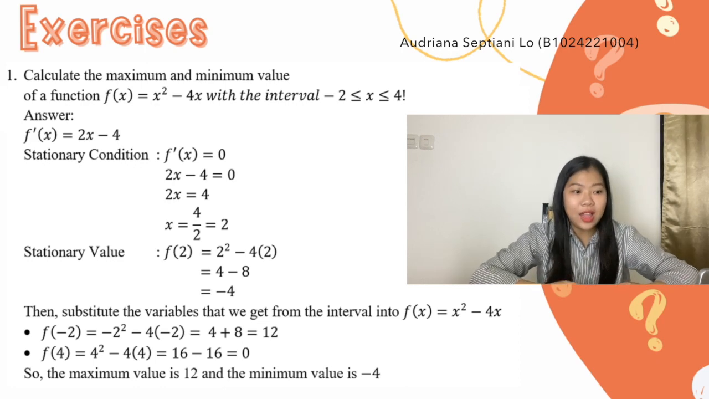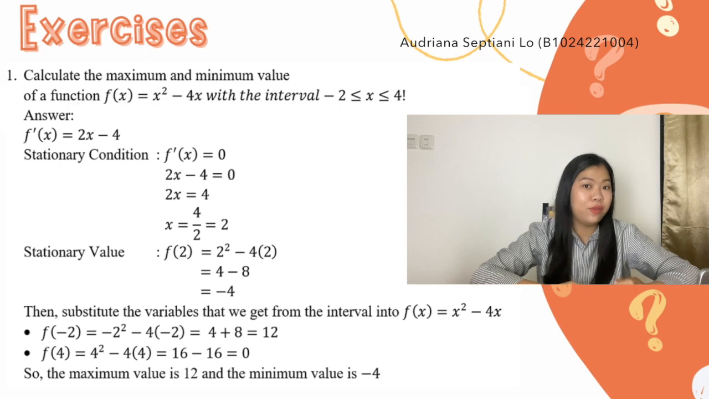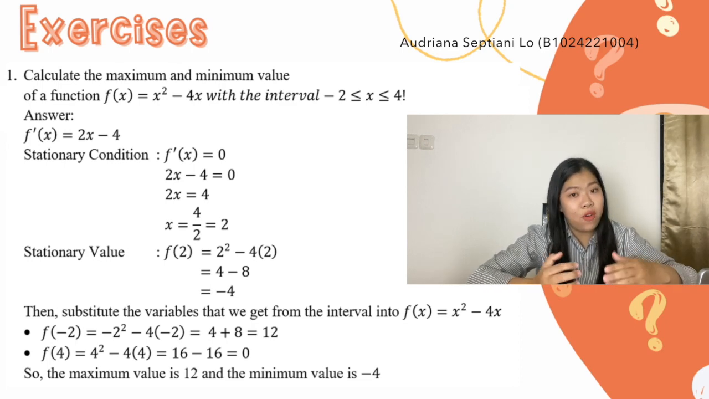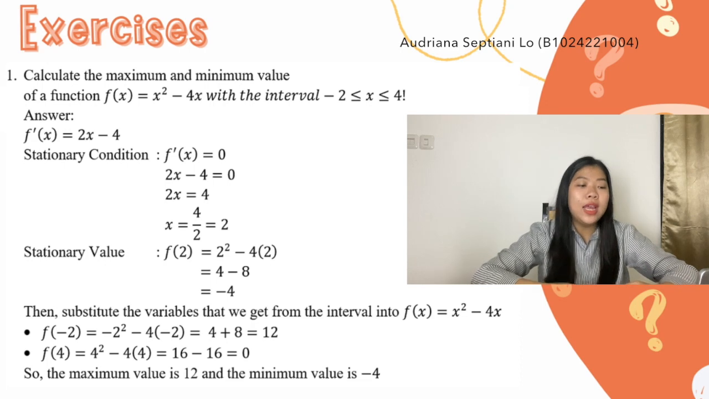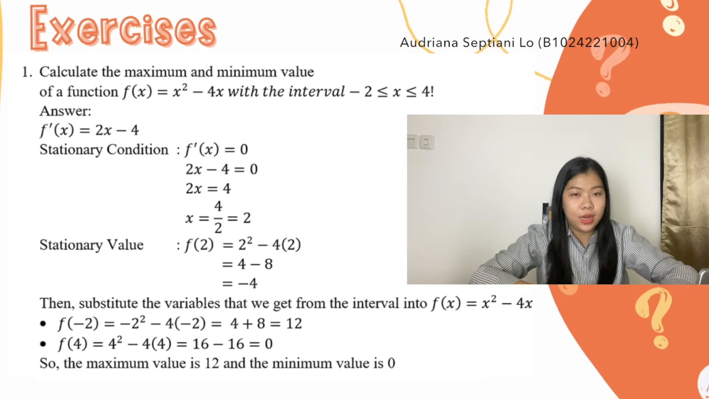From the interval, we can know that the variable is minus 2 and 4. f(minus 2) equal to minus 2 power 2 minus 4 times minus 2. It is 4 plus 8, and the result is 12. If the variable is 4, here is the form. f(4) equal to 4 power 2 minus 4 times 4.